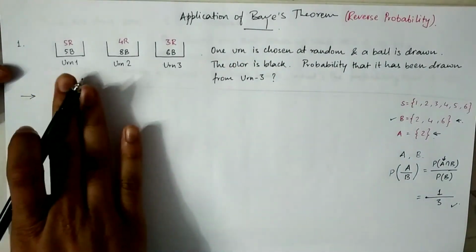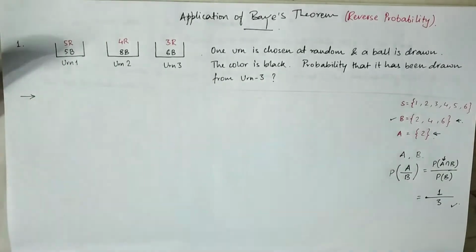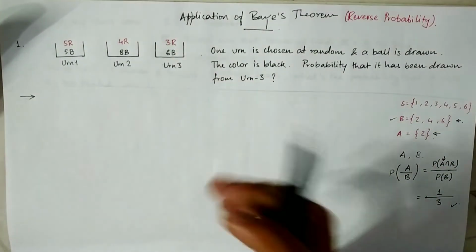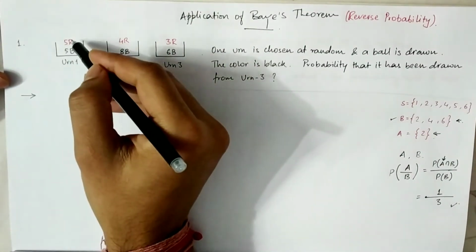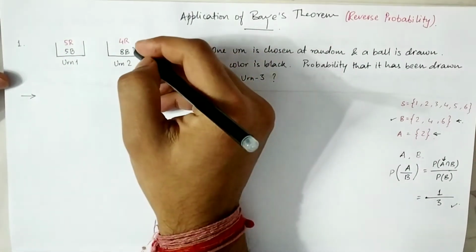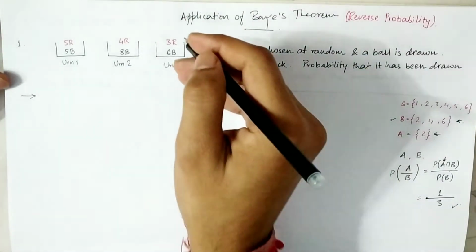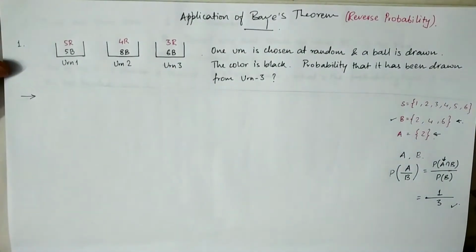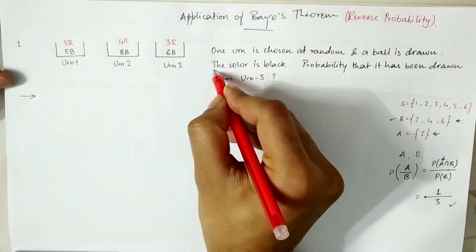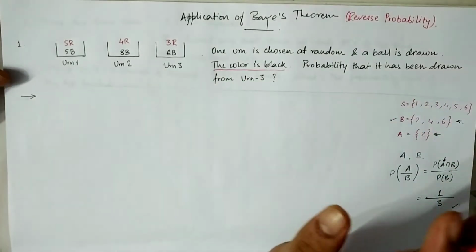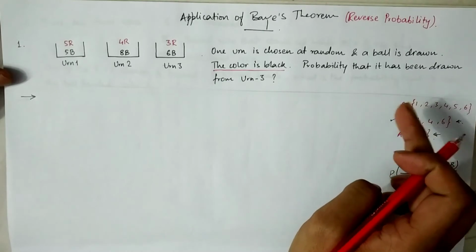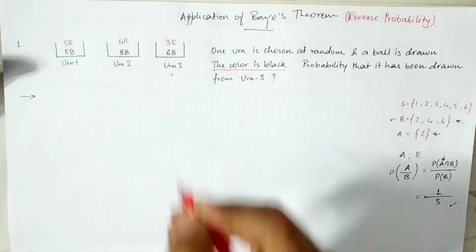Now one urn is chosen at random. Randomly I chose any one urn and drew a ball from it. Suppose I choose this urn, I take a ball out, or if I choose this urn, I take a ball out. Now it has been given to us that the color is black. This is the outcome which we already know. Now they want to find out the probability that it has been drawn out from this urn.